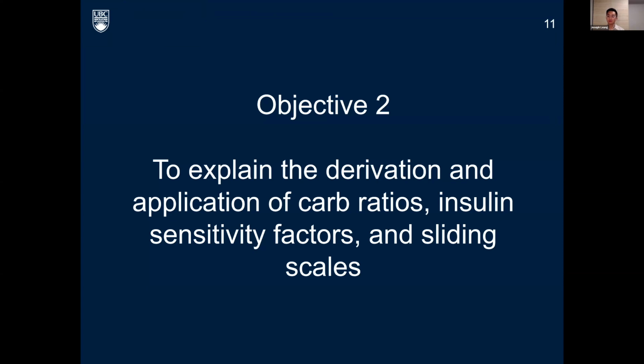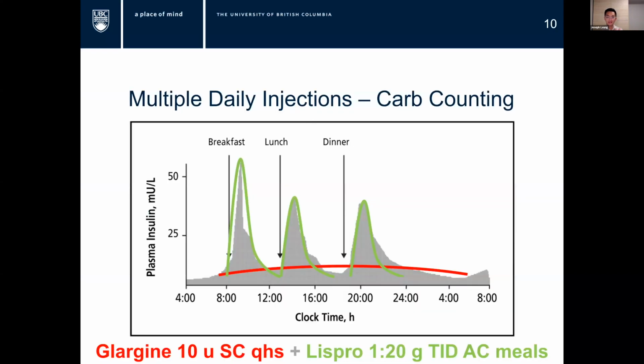So now that we've talked about these different types of insulin regimens, what I want to do is talk about carb ratios, as well as ISF and sliding scales. For that last case, this scenario where we really want to precisely dose insulin. And this will be a prerequisite to knowing how we might program the settings on an insulin pump.